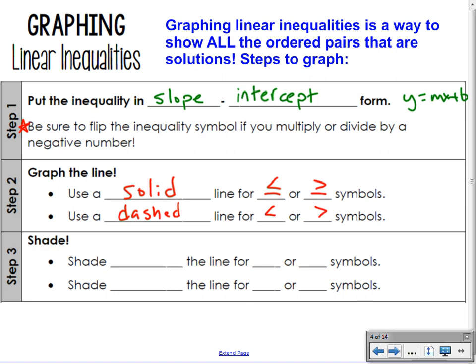And then we're going to do something else that's new here. We're going to actually shade above the line if we have the greater than symbol or greater than or equal to symbol, and we're going to shade below the line if we have the less than or equal to symbols. So let's take a look at putting all of these steps together.